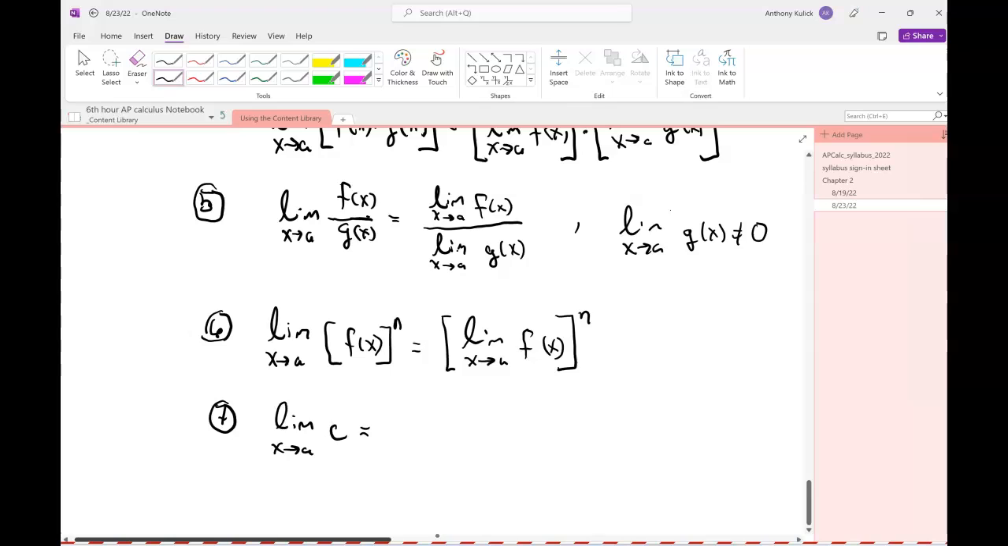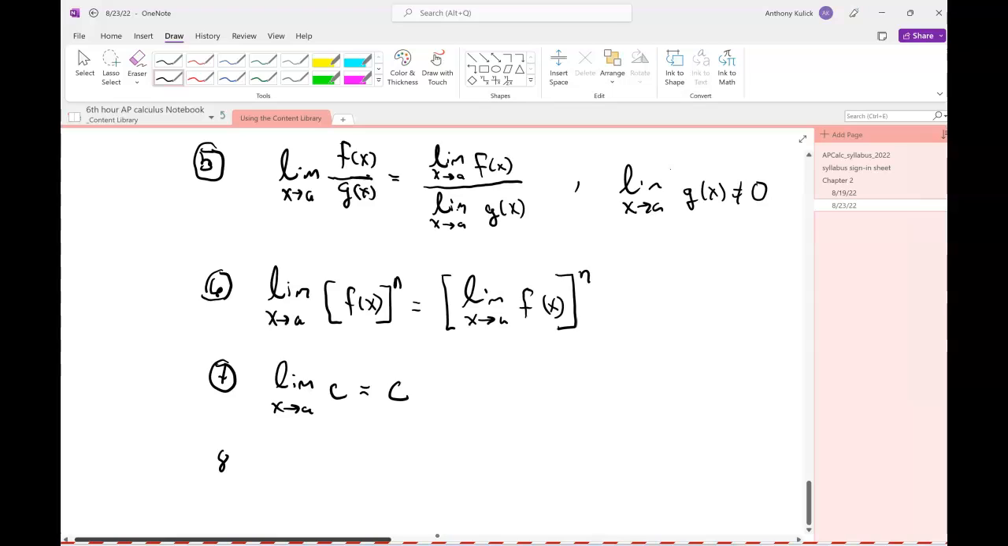Okay. The limit as x approaches a of c is, what do you think? This one should be kind of intuitive. The limit as x approaches 7 of the number 2. What would that be? It'd just be 2, right? 2 is always 2. Doesn't matter what x is. Doesn't depend on x. Just 2. So this would just be c. Does that make sense to you guys? Okay.